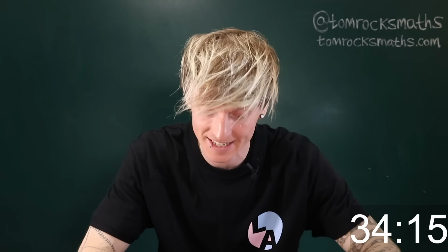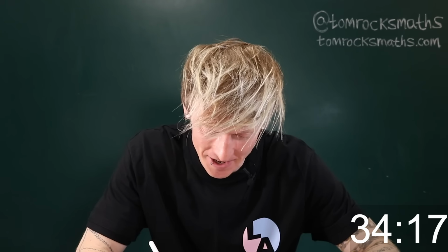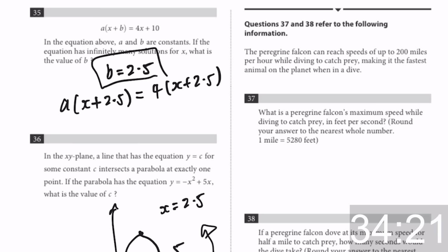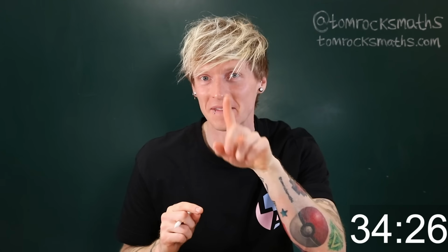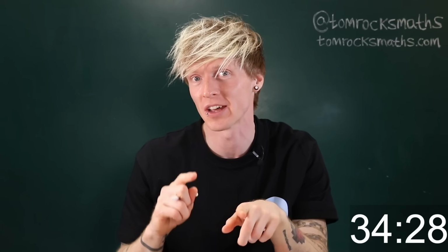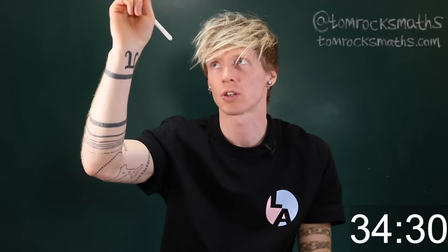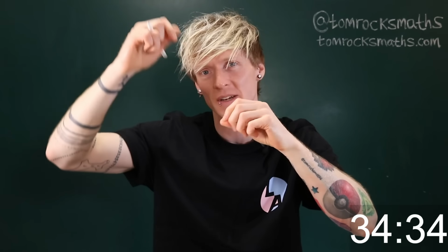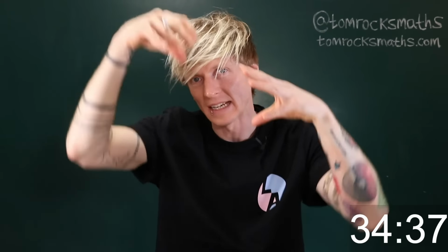Okay, right. Questions 36 and 37 refer to the following information. I'm talking about peregrine falcons. Nice. The peregrine falcon reaches a speed of up to 200 miles per hour. I know how they do this. The peregrine falcon is the fastest animal on Earth because it goes in circles above its prey and dive bombs. It's almost like a kamikaze dive down towards the ground.